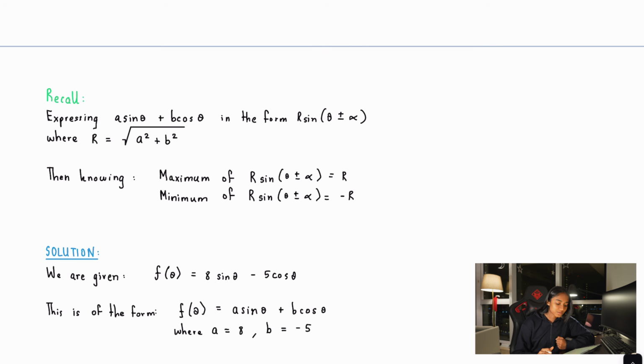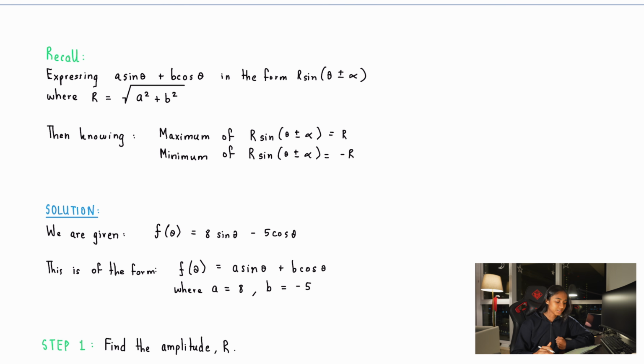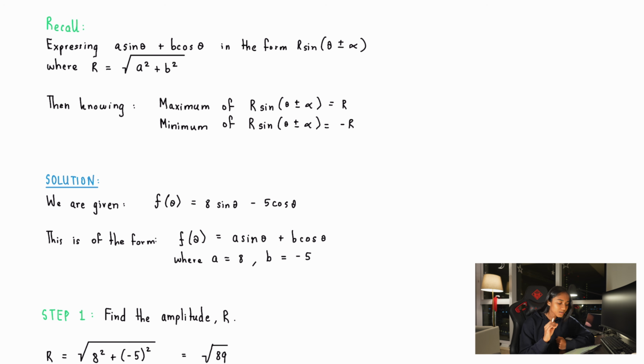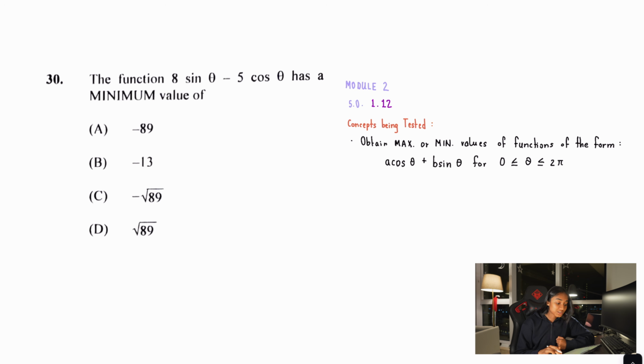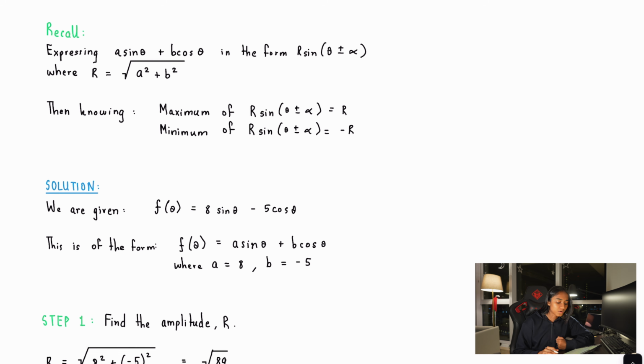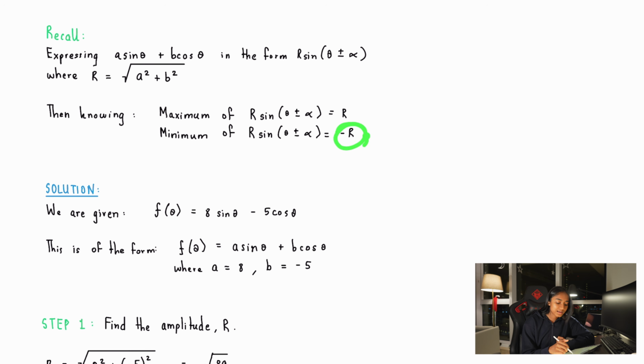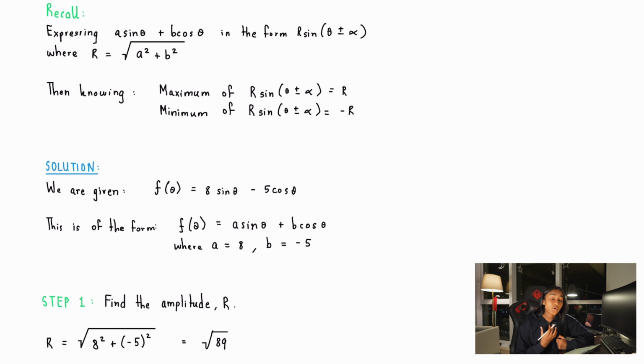As you may be familiar with, we did this question earlier, I'm not sure which number, but we did it earlier. We can express a sin theta plus b cos theta in the form r sin(theta plus or minus alpha). You also know that r is equal to the square root of a squared plus b squared. What you may not know, and which I hope you do know, is that the maximum of r sin(theta plus or minus alpha) is equal to positive r. However, if you wanted the minimum value, which is actually what we're looking for right now, we would want to know that it is negative r. So all we actually have to do right now is just find r.